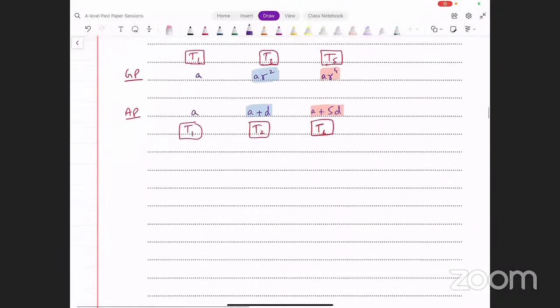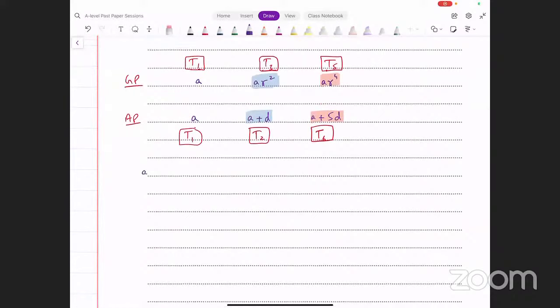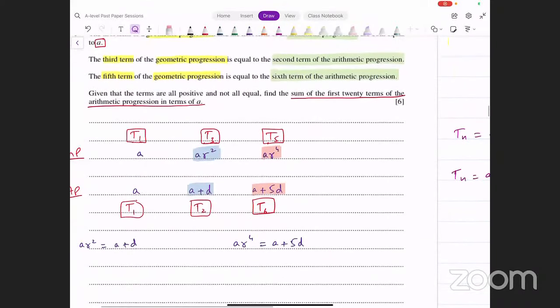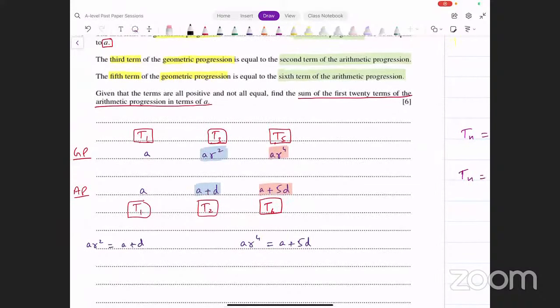Okay, let's equate them. We'll get two equations. AR square should be equal to A plus D. And you have another equation that is AR raised to power 4 equals A plus 5D. ये आपके पास आ गया. ठीक है. अच्छा, आपको find क्या करना है? Let's think about that. You want sum of the first 20 terms of the AP. Arithmetic progression का sum find करना है आपको.